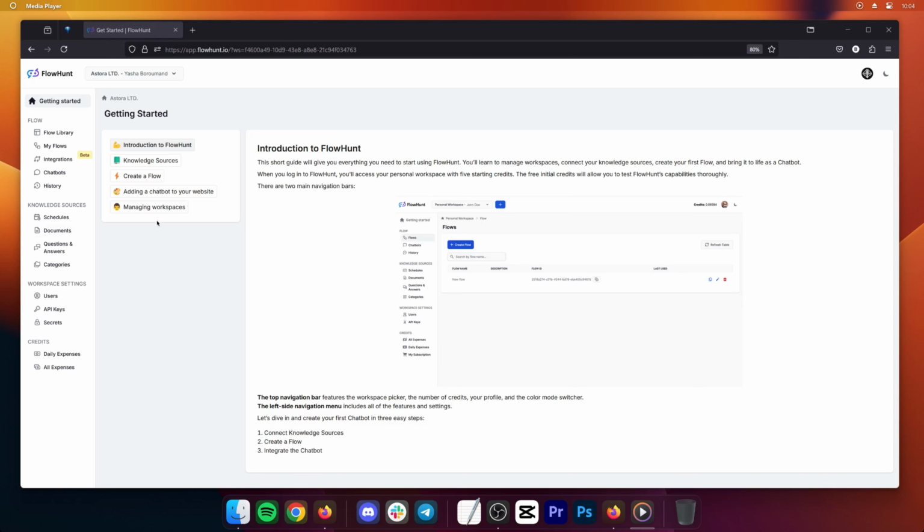Hello, everyone. Today, I'll demonstrate what our business plan generator template does.